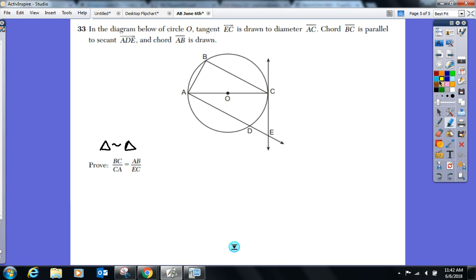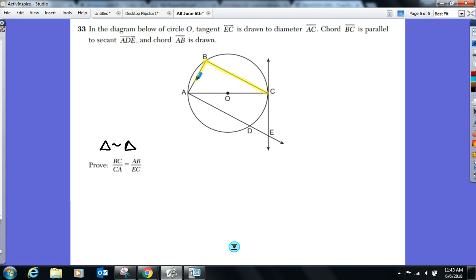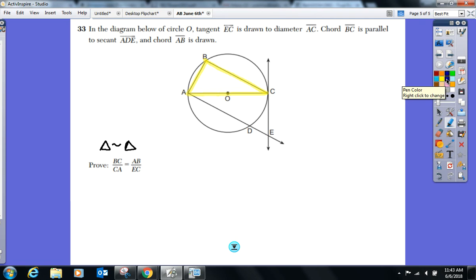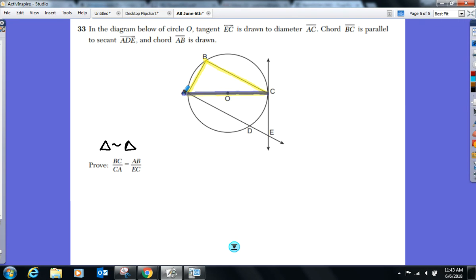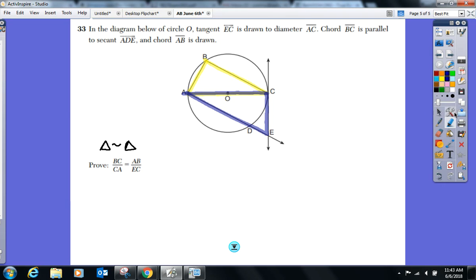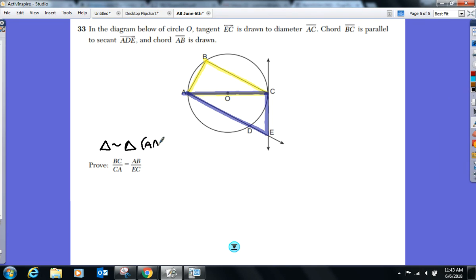What two triangles in particular? Well, let's see. BC and AB. Looks like it's going to be this top one with CA and EC, the bottom one here. So I'm going to have to prove those two triangles similar somehow using some circle facts. Yes. Main way of proving triangles similar, angle, angle.